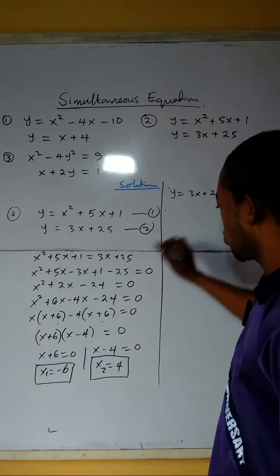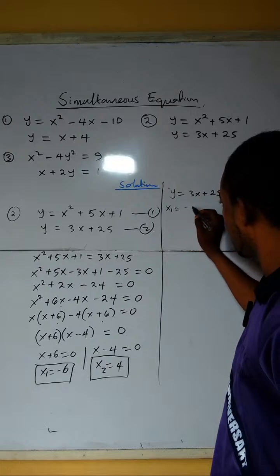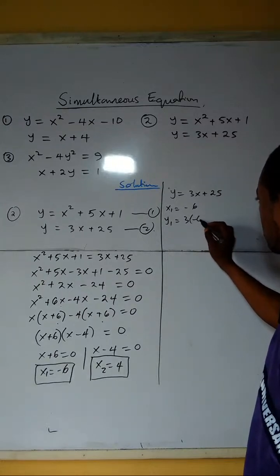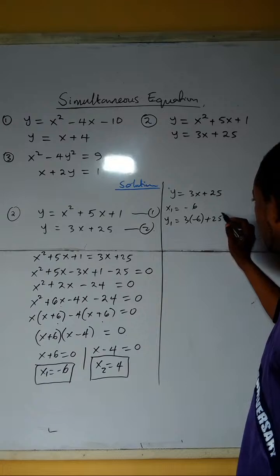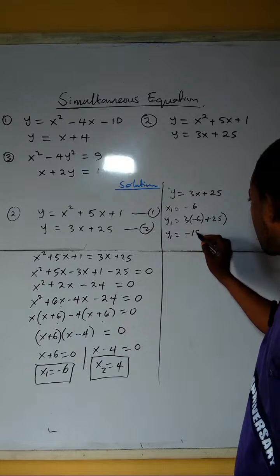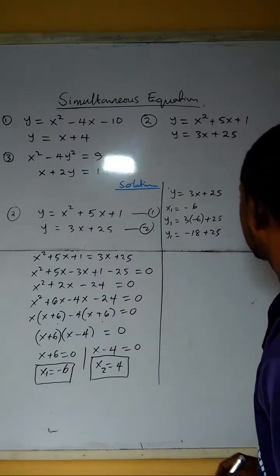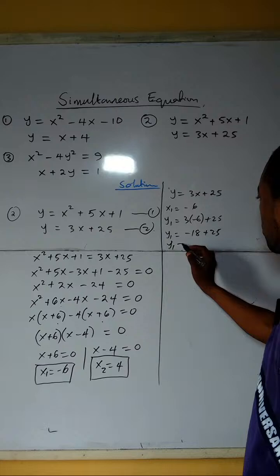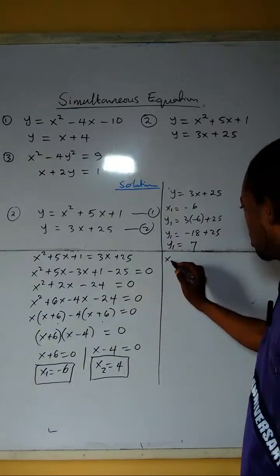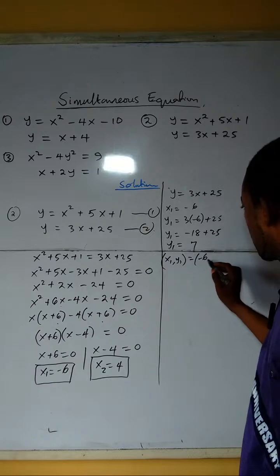25. Then for x1, when x equals to minus 6, y1 now becomes 3 times minus 6, then plus 25. That is, y1 becomes 3 times minus 6, that's minus 18, plus 25. And here we have y1 equals to 7. So the first set of solution x1, y1 will then be equals to minus 6, 7.